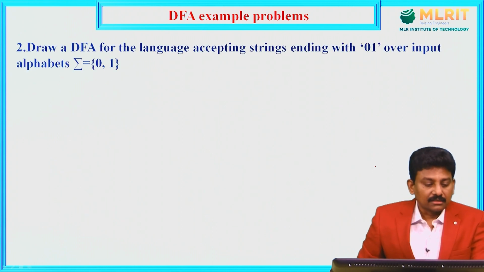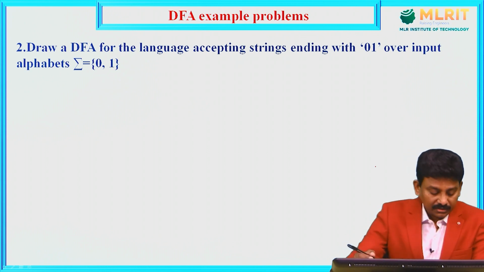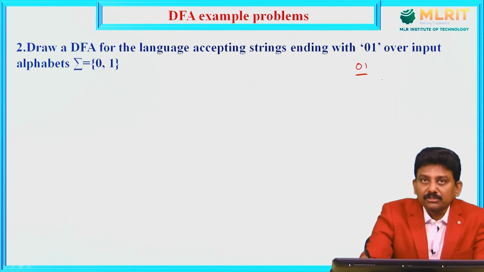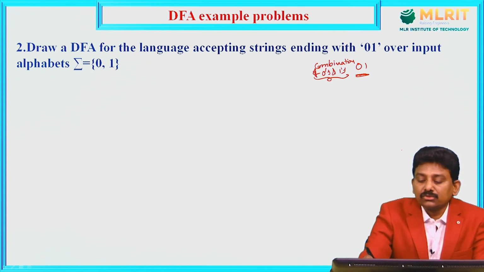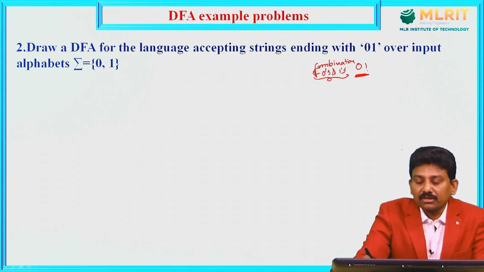Next, draw a DFA for the language accepting strings ending with 01 over input alphabet 0, 1. Here the string should end with 01. The last two symbols must be 01. Before that, we can have any combination of zeros and ones. The order is also important: 0 followed by 1. The last symbol is 1, and the last but one symbol is 0.